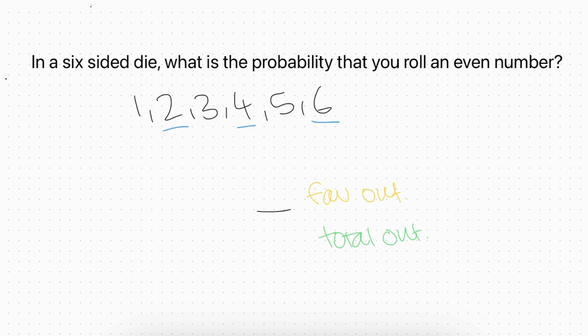All right, so our numerator in this case is the favorable outcomes, which is the number of even numbers out of the total. We have 3 even numbers, so the numerator of this fraction would be 3. And the total number of outcomes is, of course, 6 because there are 6 total numbers on the die. So probability is expressed as the favorable outcomes over the total number of outcomes. When you simplify this fraction, which you always have to do, you get 1/2, and that will be our final answer. Let's move on to something a little trickier.